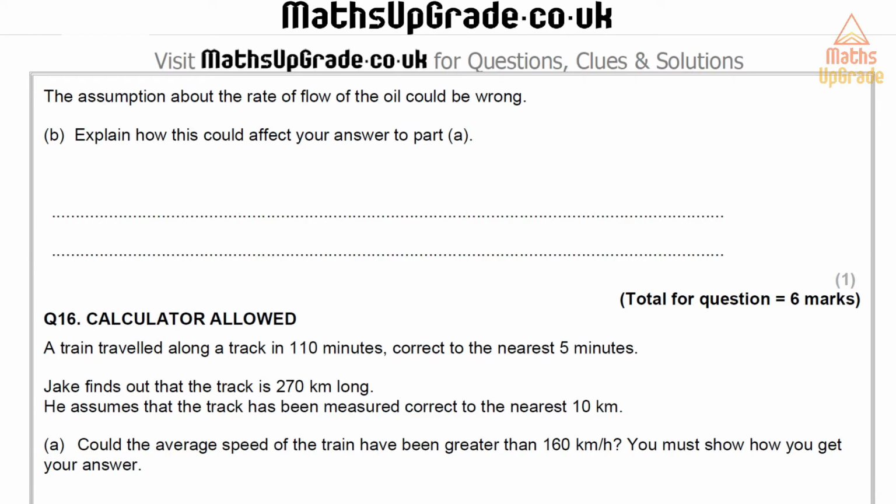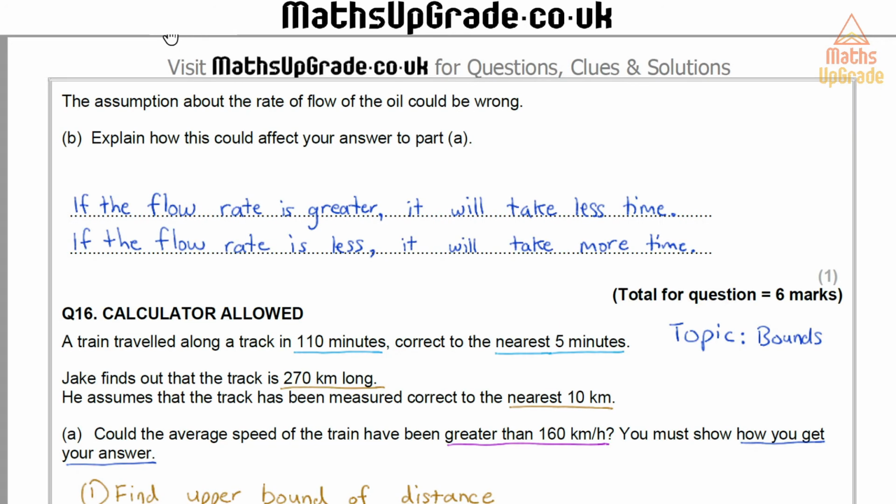So part B says that the assumption about the rate of flow of oil could be wrong. Explain how it could affect your answer to part A. Well, quite simply, if the flow rate is greater, then it will take less time. If the flow rate is less, it will take more time. And that's all you need to write to get that 1 mark. So the whole question there is worth 6 marks.